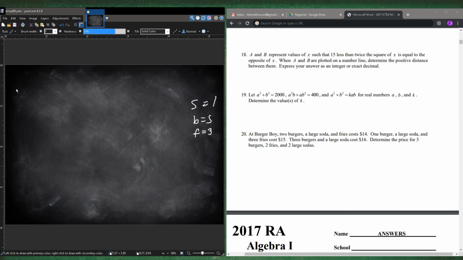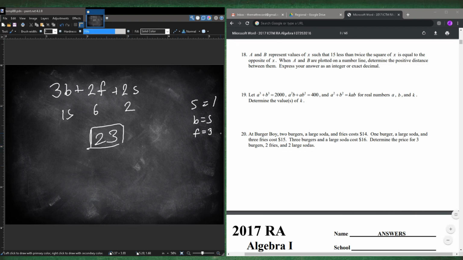Okay, so what's the price for 3 burgers plus 2 fries plus 2 sodas? We just need to substitute it back in. So B is 5, so that's 15. 2 fries, which is 3, so that's 6. And soda is 1, so that's 2. So 15 plus 6 plus 2, that's 21, and 23. So your answer is $23, right? You could just write 23.